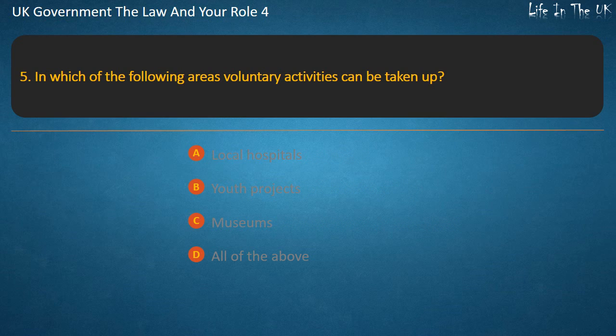Question 5. In which of the following areas voluntary activities can be taken up? Local hospitals. Youth projects. Museums. All of the above. Answer. All of the above.